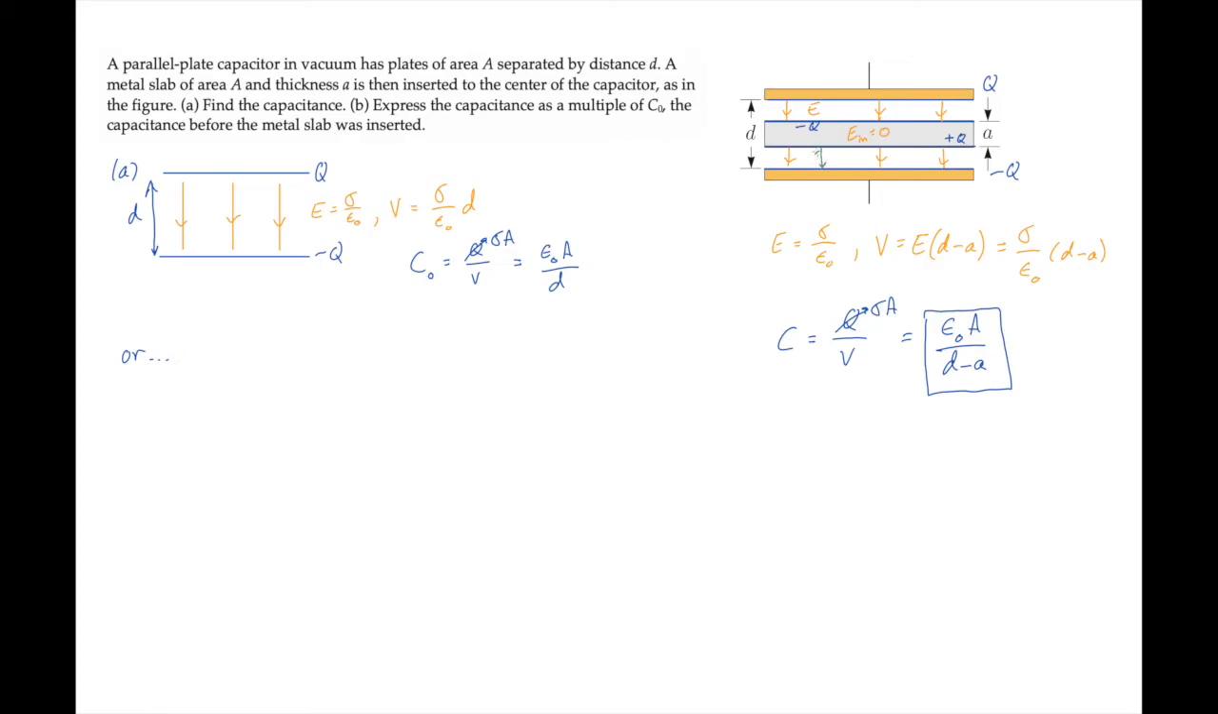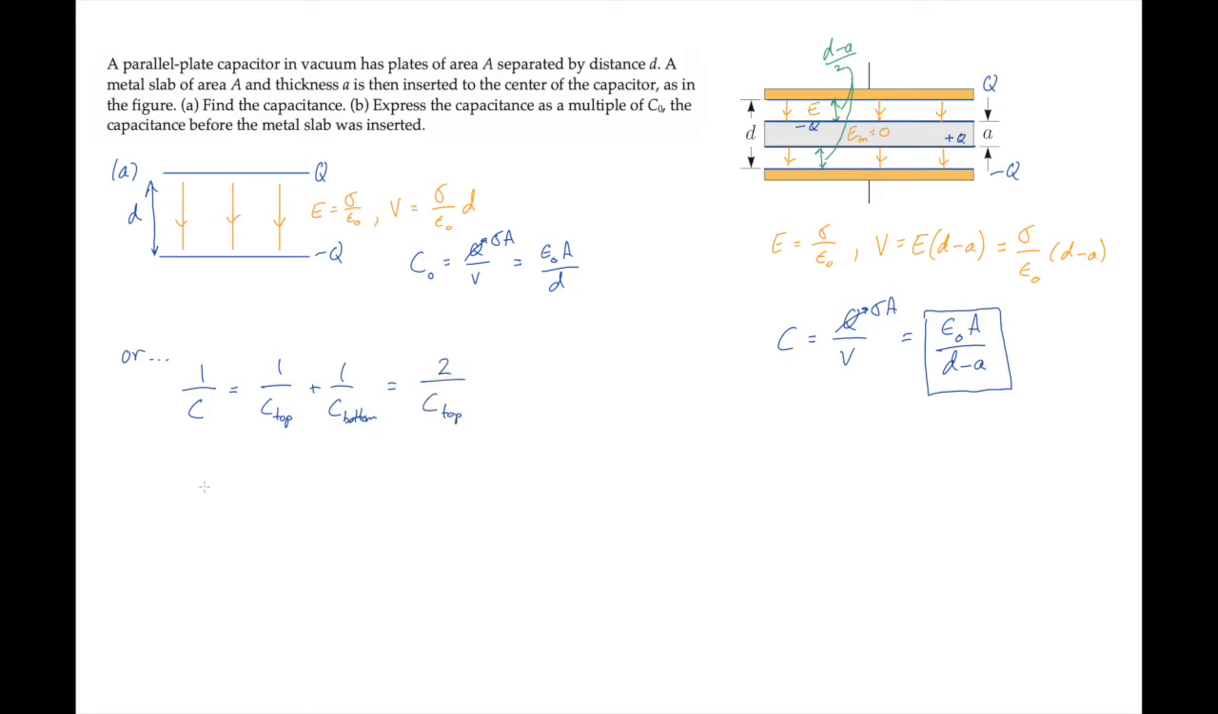each with a plate separation that I'll show here in green of d minus a over 2, half of the distance between the plates not including the slab. The equivalent capacitance is then given by the reciprocal relation. 1 over the capacitance is 1 over the capacitance of the top part plus 1 over the capacitance of the bottom part. Those are the same, so we can write this as 2 over the capacitance of the top part.